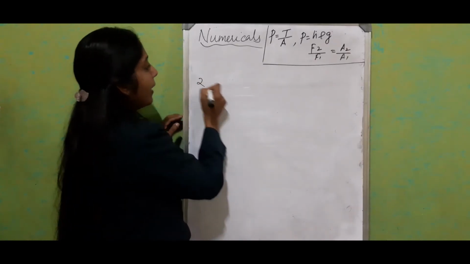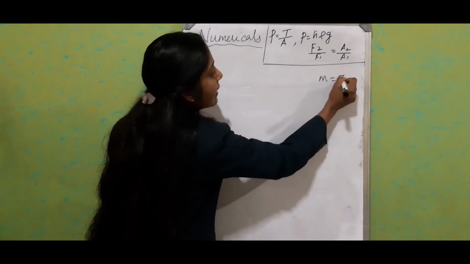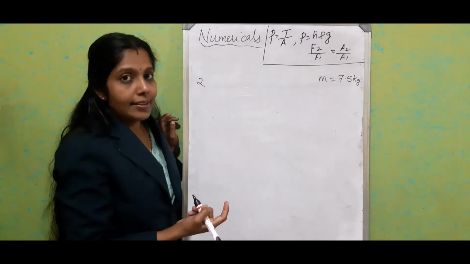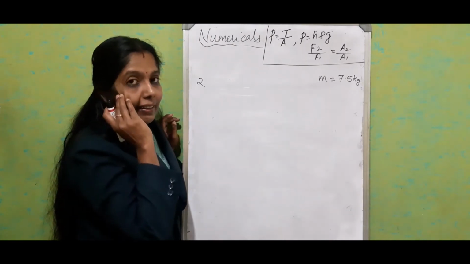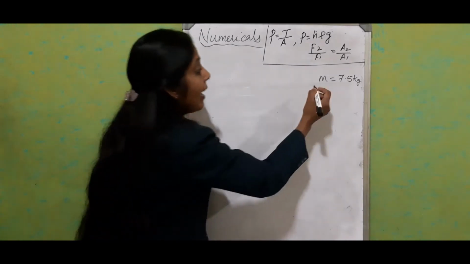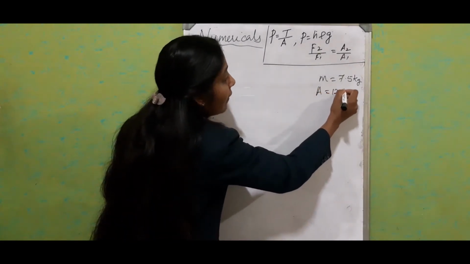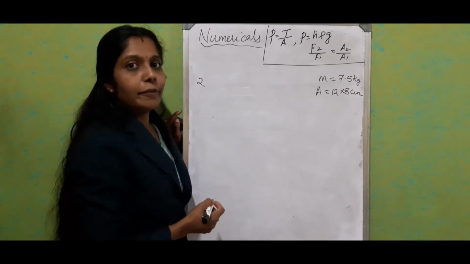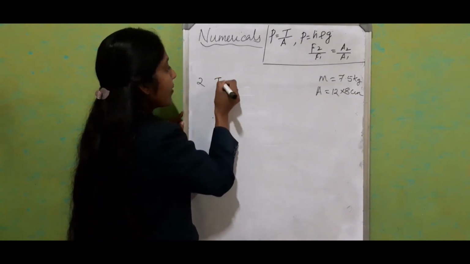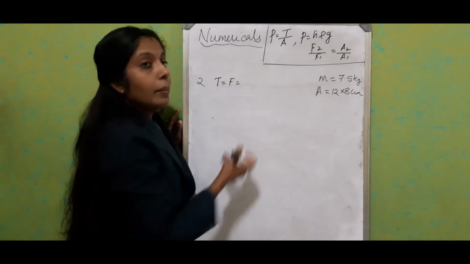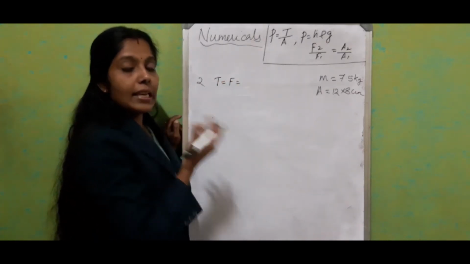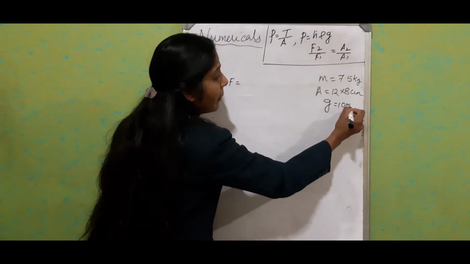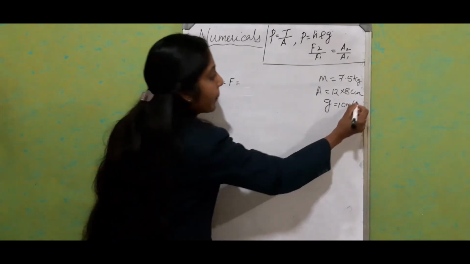In the second question, the mass of the object is given as 7.5 kilogram, and we have to find the thrust acting and even the pressure exerted at the area of 12 into 8 centimeter. Okay. So first we have to find the thrust. What is thrust? Thrust is equivalent to force. But the mass is given. Consider g, the acceleration due to gravity, as 10 meter per second square.